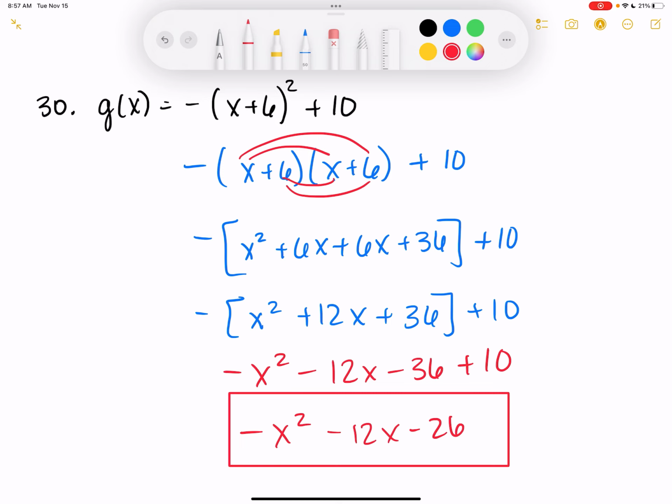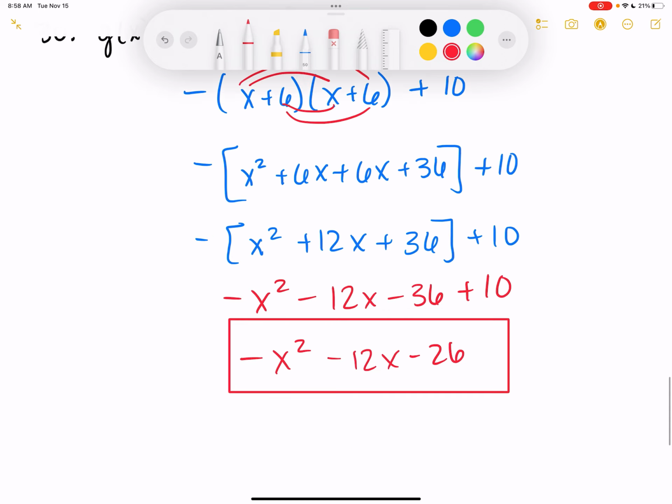So any questions about any of these? Ready to try some? So 3, 5, 13, 21, 25, 27, and 31.